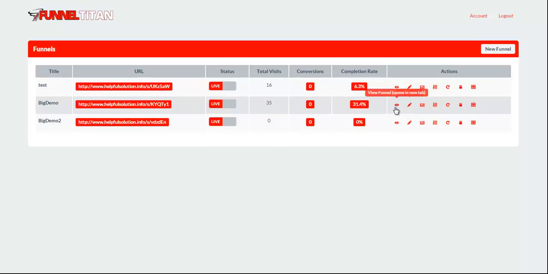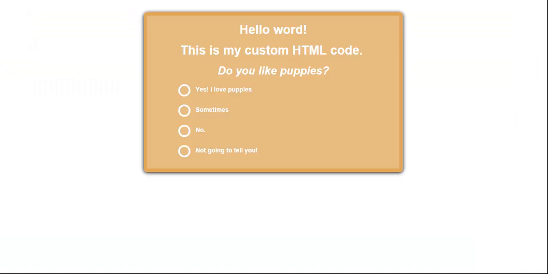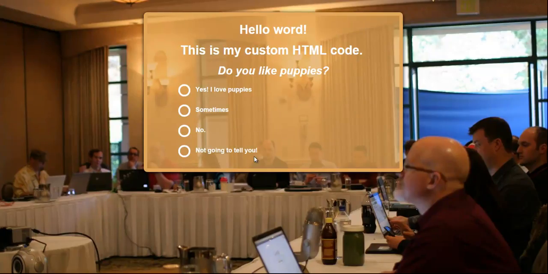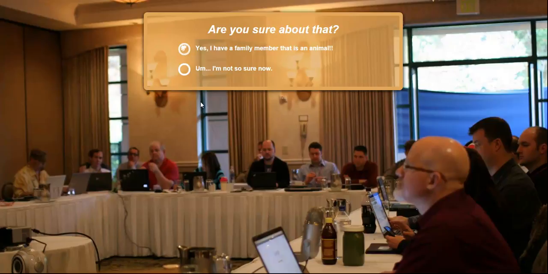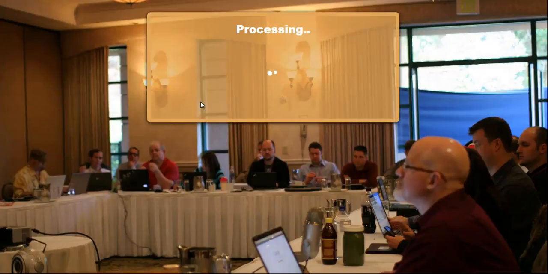So we're going to view our funnel to begin with. I want you to note the questions and the way that I answer them, because it's important when we're segmenting. Based on the way that we answer, we'll get different results in the end. In this instance, I'm going to answer yes to all of my questions. The first one is, do you love puppies? Yes. Do you like cats? Yes. Are you sure about that? Yes. And we watch what happens as the funnel processes.